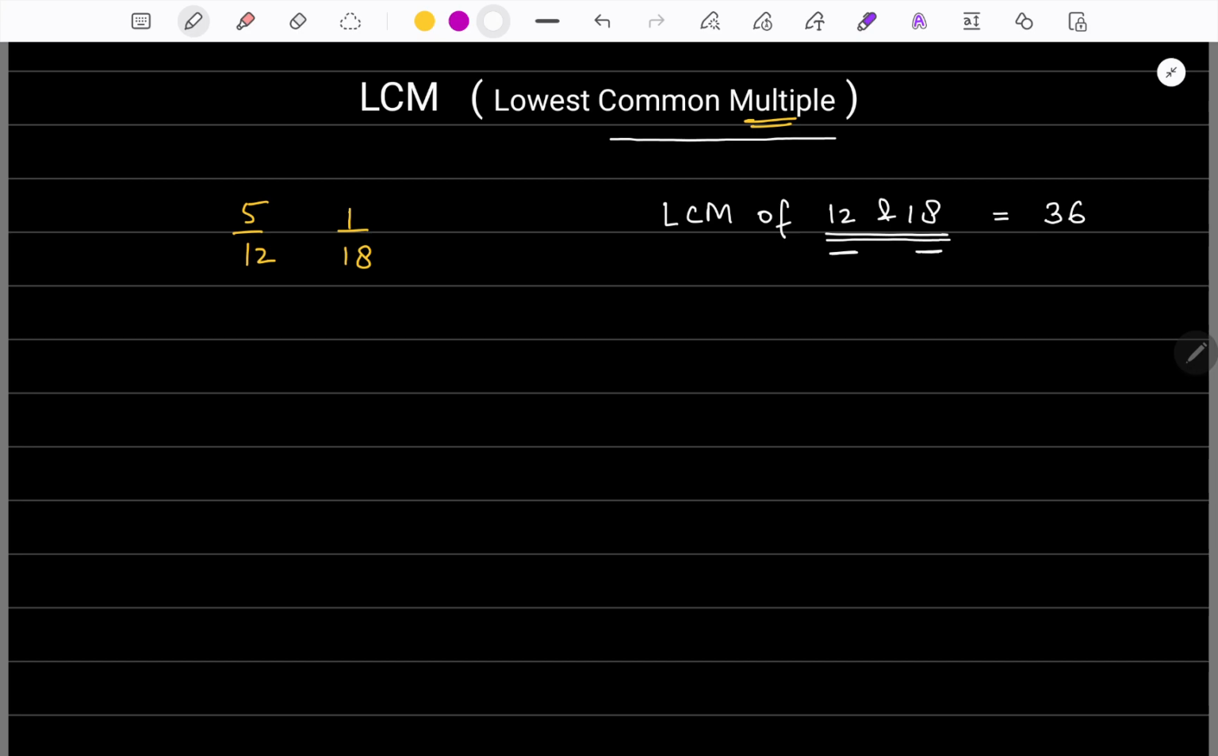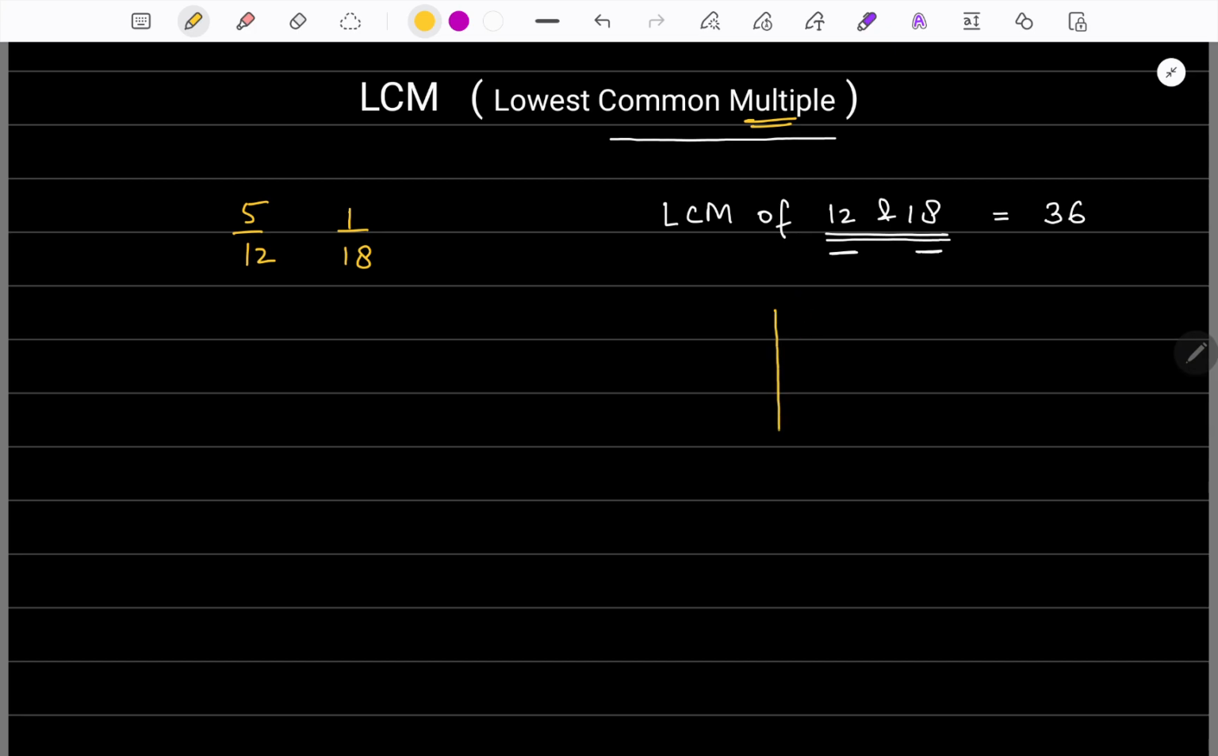Now, is there a single method to find the LCM of 12 and 18? Is there any other method that we can use? Because in situations where we have more than 2 unlike fractions, like 5 unlike fractions to be compared or 10 unlike fractions to be compared, do we need to write the table of all the denominators and then find the common multiples and choose the lowest one? No, that is not needed, because there is a method by which we can find LCM.